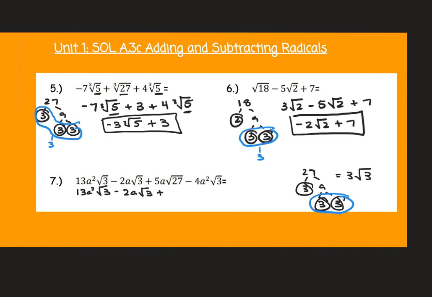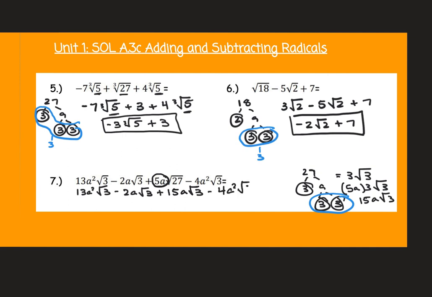But when I get to here, does everyone see that this 5a is there? So that means that I'm going to multiply 5a times 3 times the square root of 3. So that gives me 15a times the square root of 3. This is similar to an example where we simplified in the warm-up and we had terms on the outside of the radical that we had to combine with those inside. And then I have minus 4a squared.